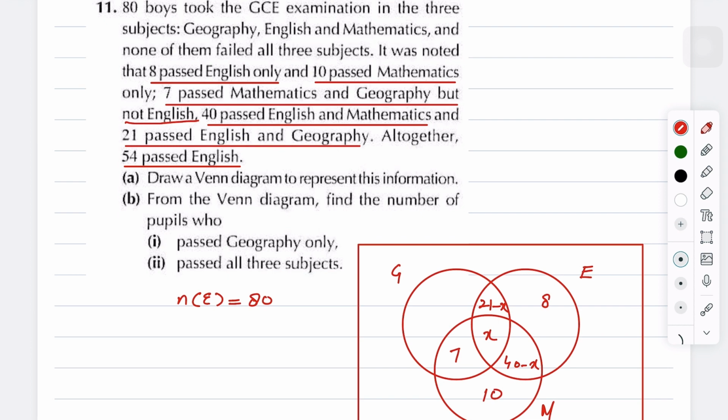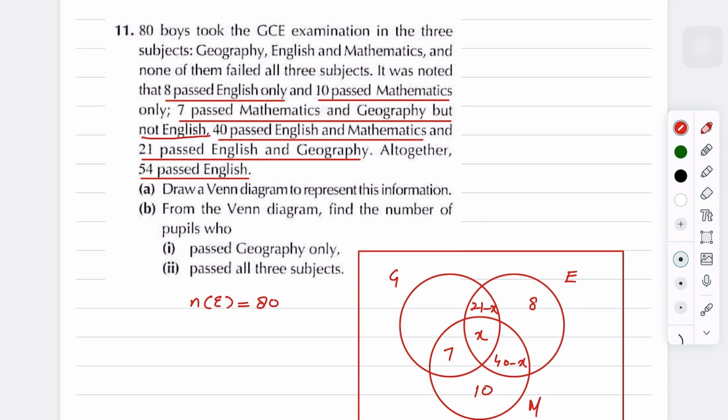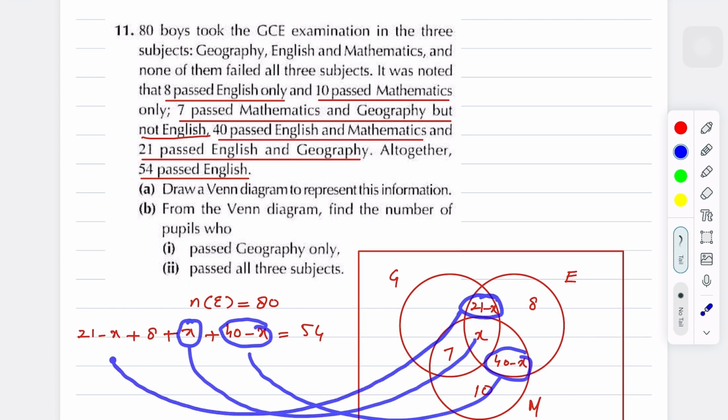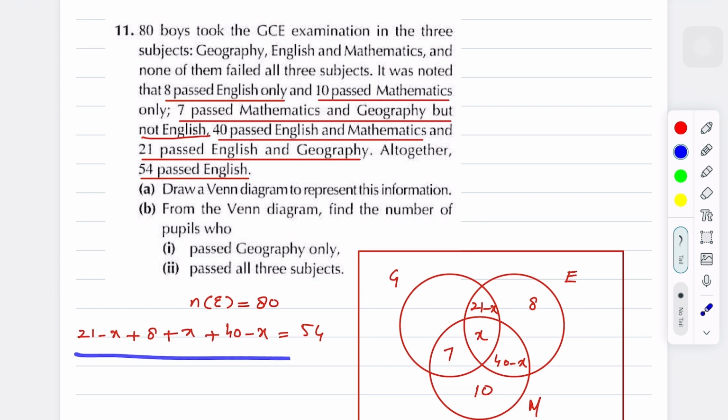Now we will form the equation. We will write 21 minus x plus 8 plus x plus 40 minus x is equal to 54. So basically this information is here. This x is here. This 21 minus x is here. And this 8 is here. We will add them together and then we will find the value of x, which is 15.